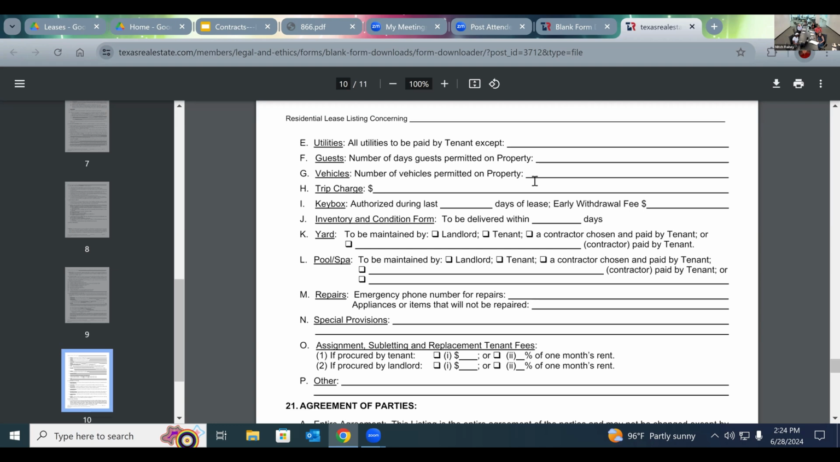Vehicles are cars, trucks, motorcycles, all-terrain vehicles, RVs, travel trailers, watercraft, boats. Those are all considered vehicles. So you have to be specific. That's what it all covers, and it's on the lease.